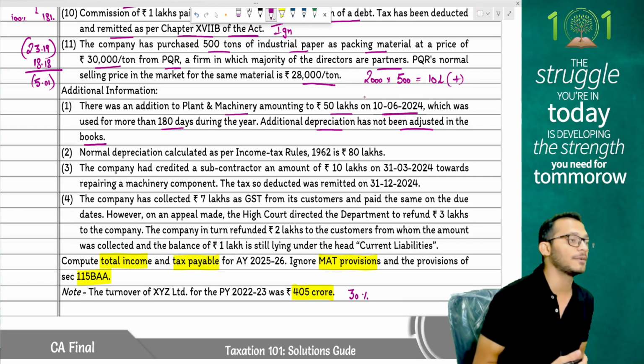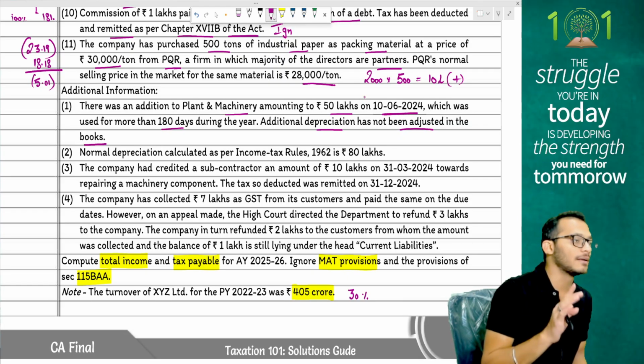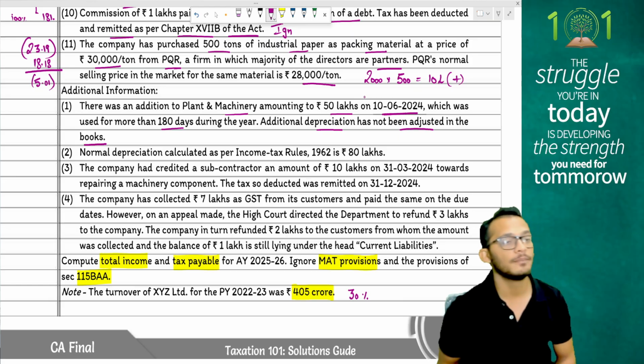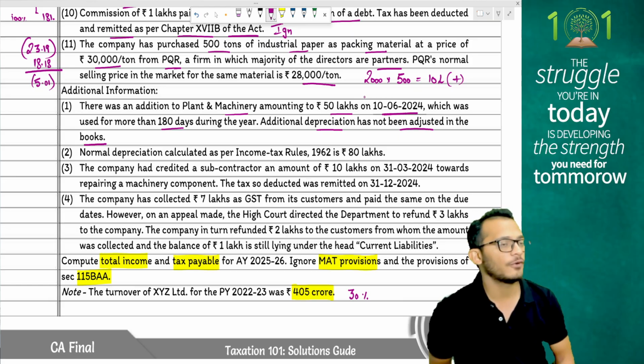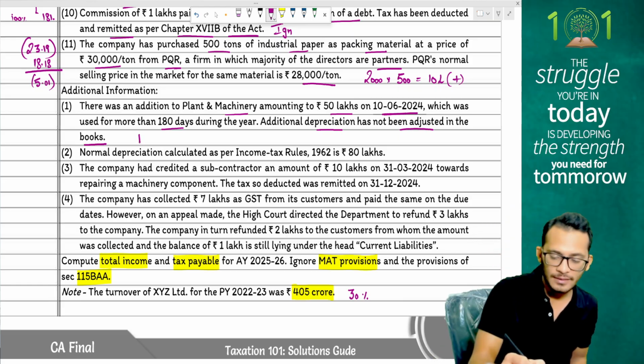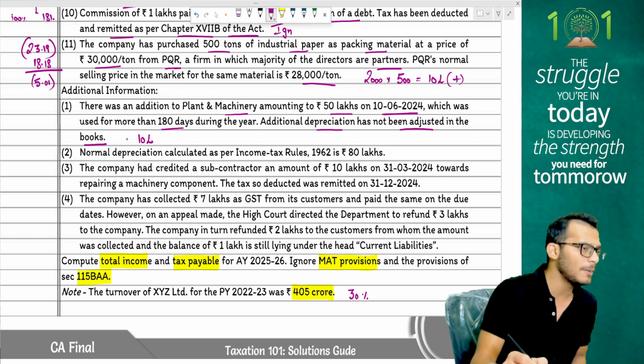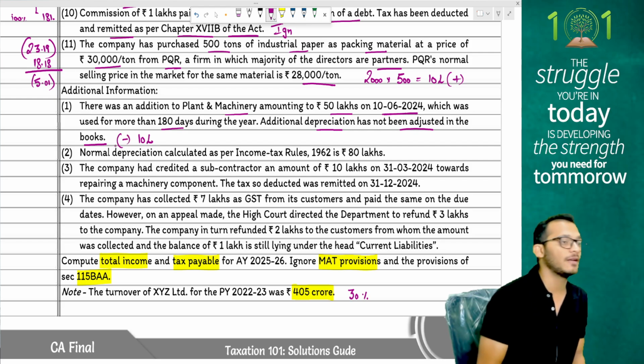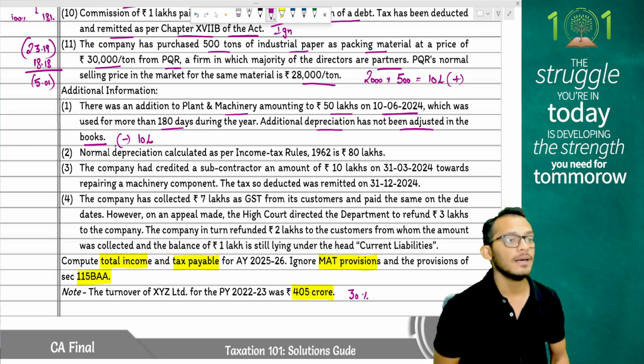This is additional depreciation of current year. Asset is purchased in current year, put to use for more than 180 days. Therefore, additional depreciation at the rate of 20%, number becomes 10 lakhs. This has to be minus. This is not there in P&L, people. Therefore, I am claiming it now.